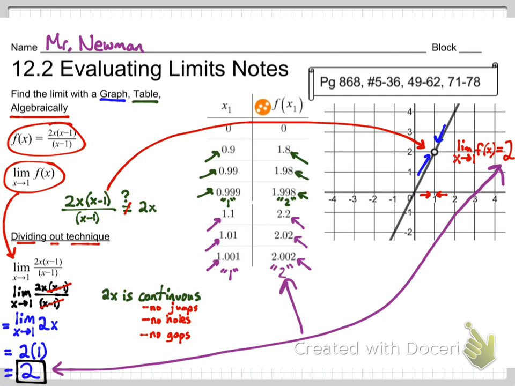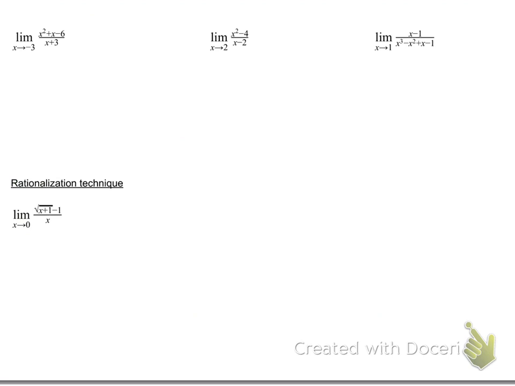So by dividing out, as long as we're within the limit, we can do that and find the value algebraically. Let's try that out with another one.